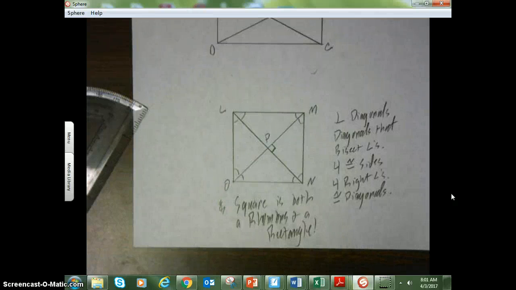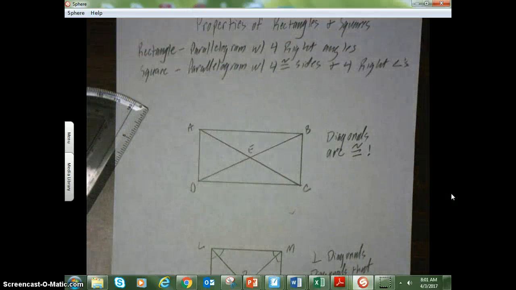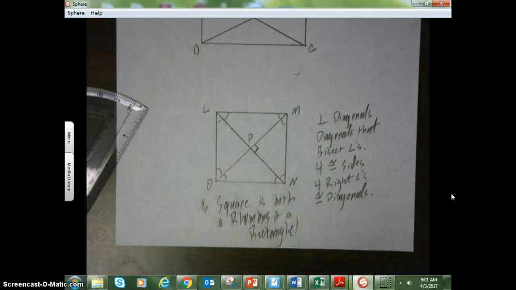Now that doesn't mean that every rhombus is a square and that every rectangle is a square, but it does mean that every square is a rhombus and every square is a rectangle. So those are the characteristics that we're looking at for rectangles and squares. Rectangles are parallelograms that have four right angles and congruent diagonals, and a square is a parallelogram that has everything that a rhombus has, everything that a rectangle has, and everything that a parallelogram has.